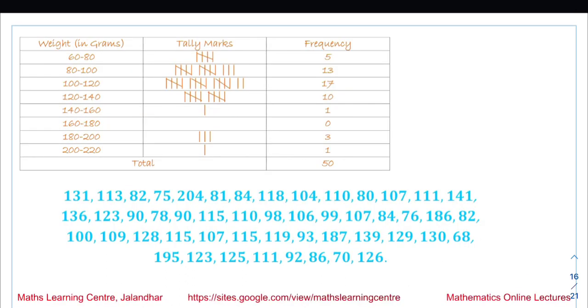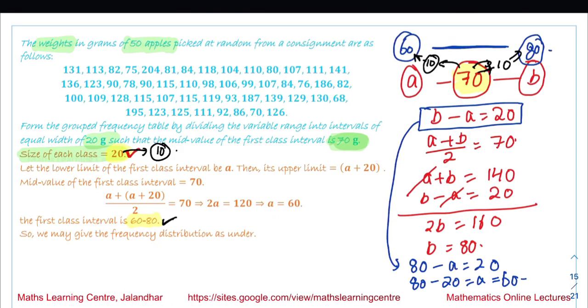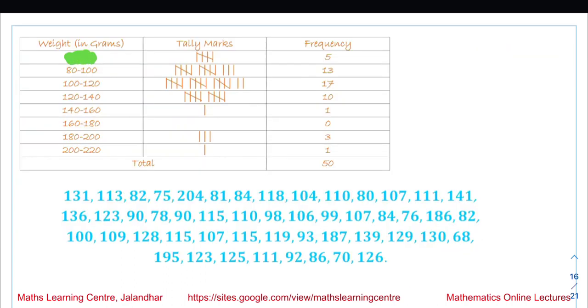Now if we look at the values over here, then the maximum value that we have is 204. So the intervals that we have to form should start from 60 to 80. We have shown in the table 60 to 80 as the first value. Then the interval size is 20, so it is 80 to 100, then 100 to 120, 120 to 140. Now the maximum value that we have is 204, so we have to write the intervals up to 200 to 220, because 204 will lie in this interval. Next we will put the tally marks over here.